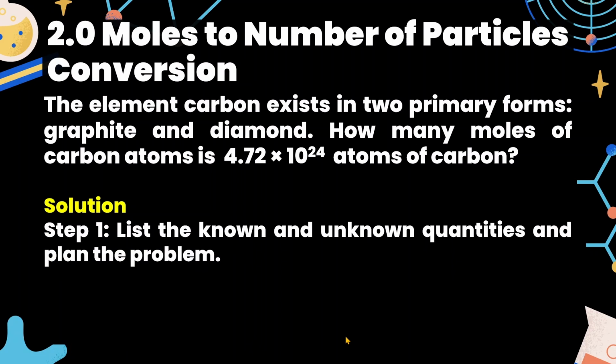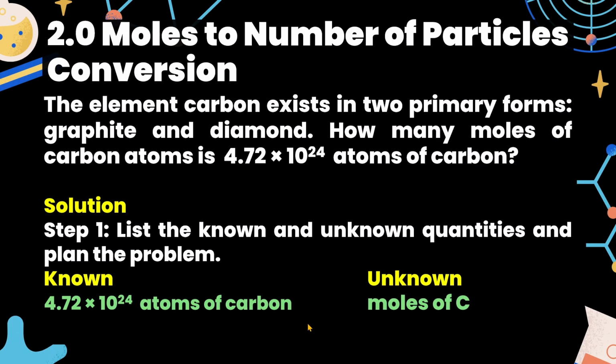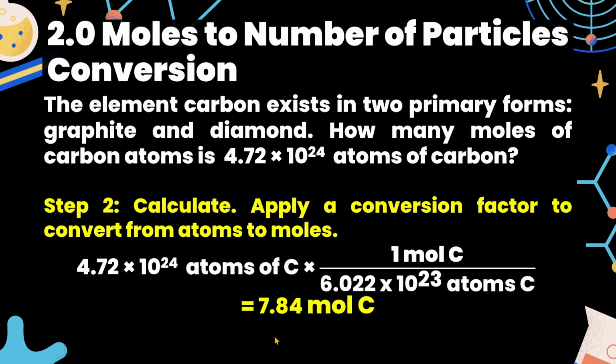Again, we have to list the known and unknown quantities and plan the problem. Basing on the problem, it is stated that there are 4.72 times 10 raised to 24 atoms of carbon, and our basis for conversion is Avogadro's number. 1 mole is always equivalent to 6.022 times 10 raised to 23 atoms. The unknown is the number of moles for carbon. The last step is we have to apply that conversion factor to convert from atoms to moles.